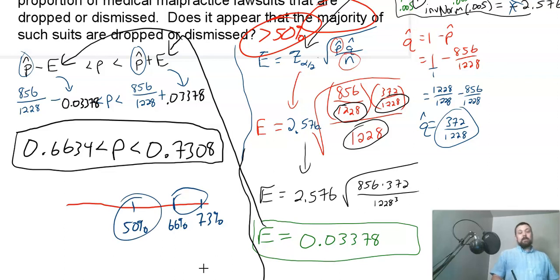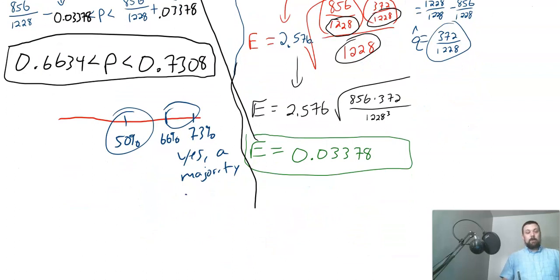So even in the worst case scenario, the lowest that we would consider the percent to be is 66%, and that's still a majority. If your entire confidence interval is above that 50% mark, then yes, you can be confident that it's a majority. So we would say yes, a majority of lawsuits seem to be dropped, and we can say that with 99% confidence.